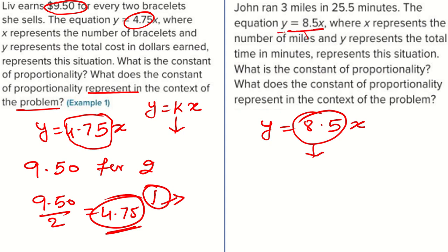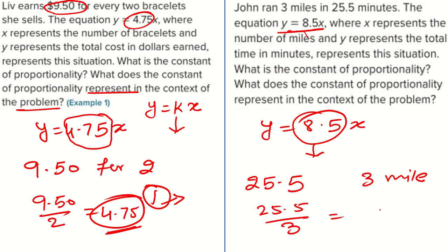From this equation, or maybe in the exam they will not give you the equation. They will say 25.5 minutes, 3 miles. So what is the constant of proportionality or unit rate? So divide 25.5 by 3 and you will get 8.5. Okay, so this is the unit rate. What does the constant of proportionality represent here? That for every 1 mile, the time taken will be 8.5 minutes.